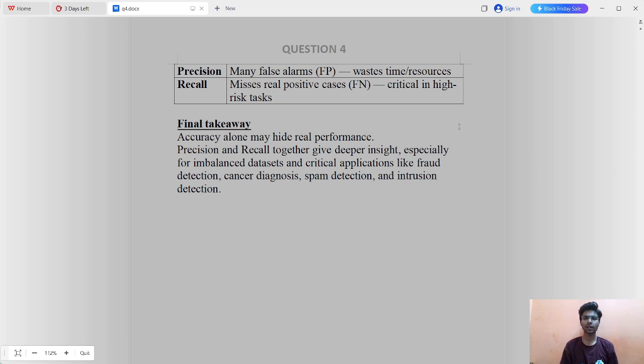Final takeaway: accuracy alone may hide real performance, and precision and recall together give deeper insights, especially for imbalanced datasets and critical applications like fraud detection, cancer diagnosis and spam detection. And another one is intrusion detection.